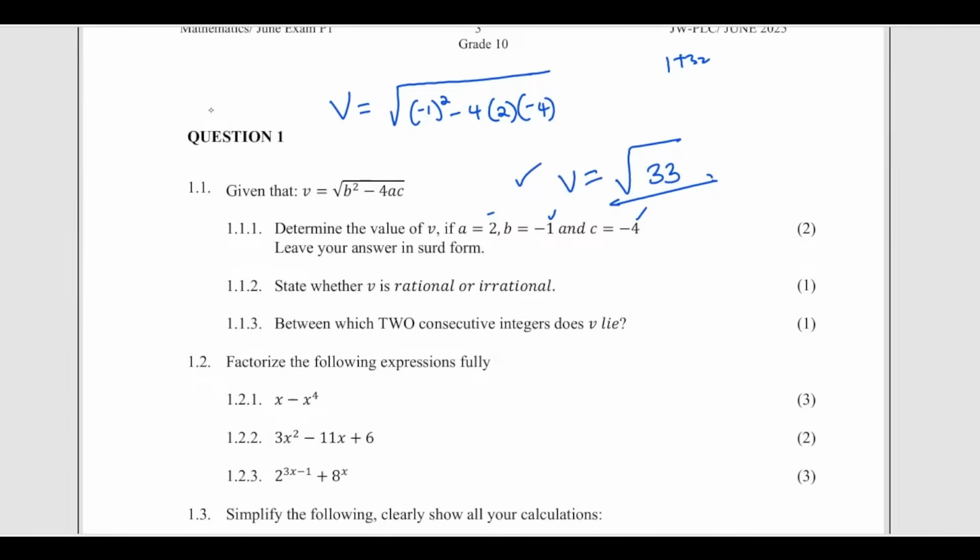Then state whether V is rational or irrational. Now, the fact that 33 is not a perfect square makes the whole thing irrational. All right, so 1.1.2 is irrational.